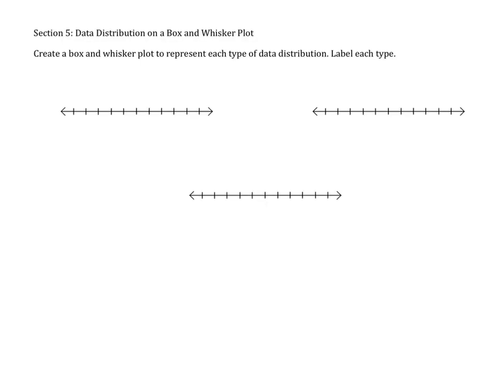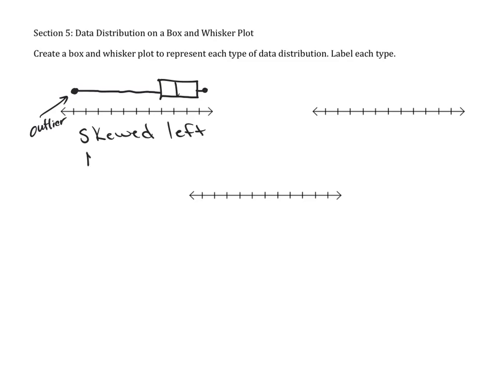Okay, we are on to the last section, section 5, the distribution of data. So all I wanted you to do is create your own and label each type. So let's start with a skewed left. A skewed left means that most of my data is on the right. So we're going to say that we have this. Okay, so this is skewed left because 75% of my data is on the right. So this outlier right here is going to cause my data to skew to the left. And that means my mean is going to be less than my median.